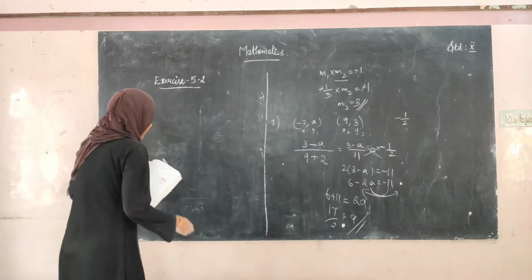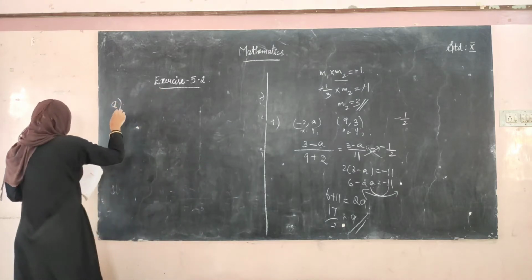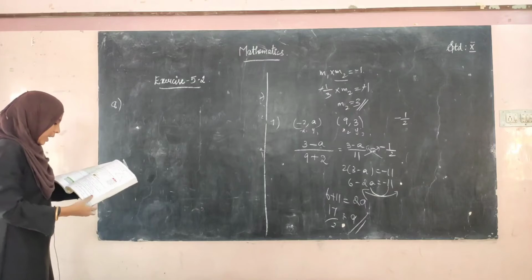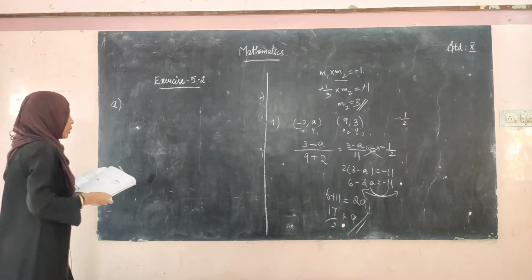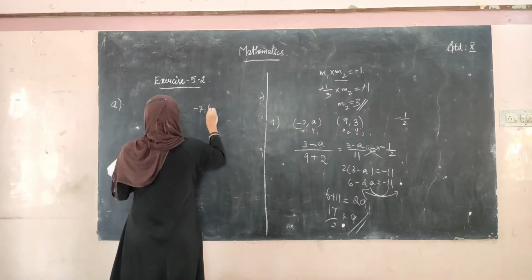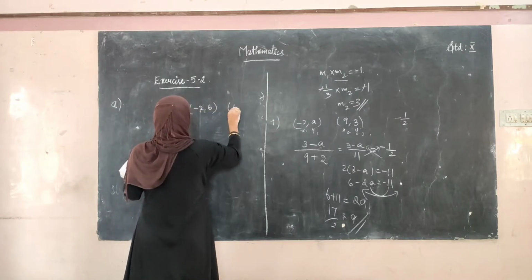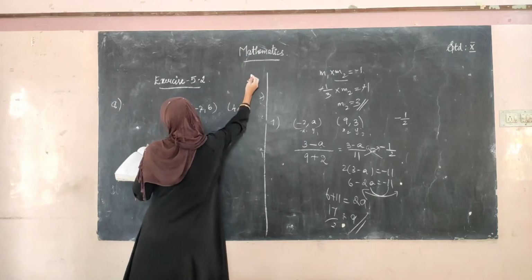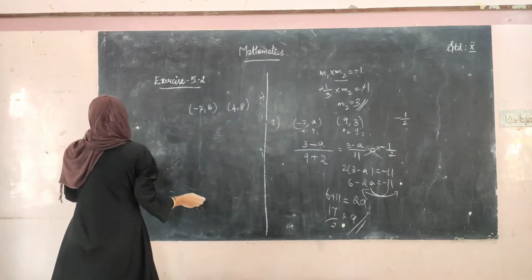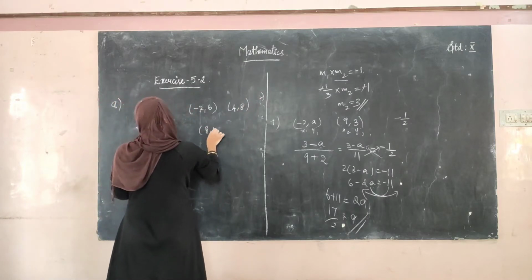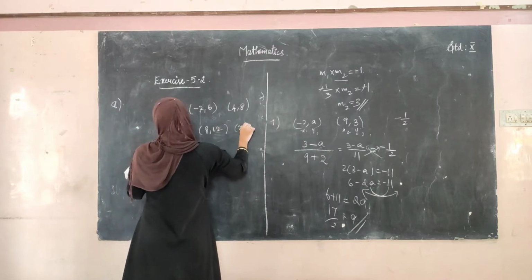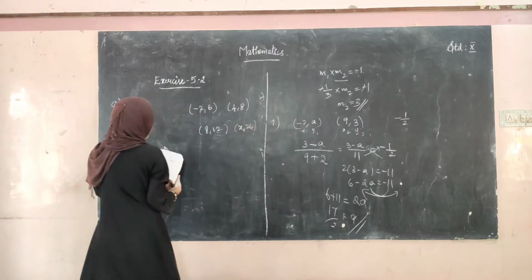Okay, so shall we solve the eighth sum? What is the eighth sum given there? The line through the points minus 2 comma 6 and 4 comma 8 is perpendicular to the line through the points 8 comma 12, x comma 24. So we have to find x.